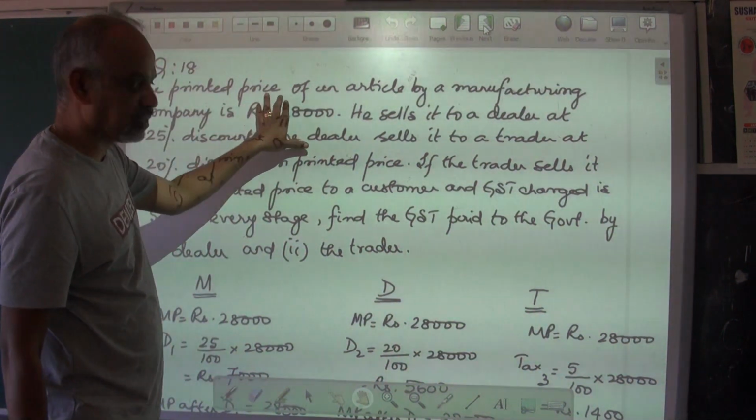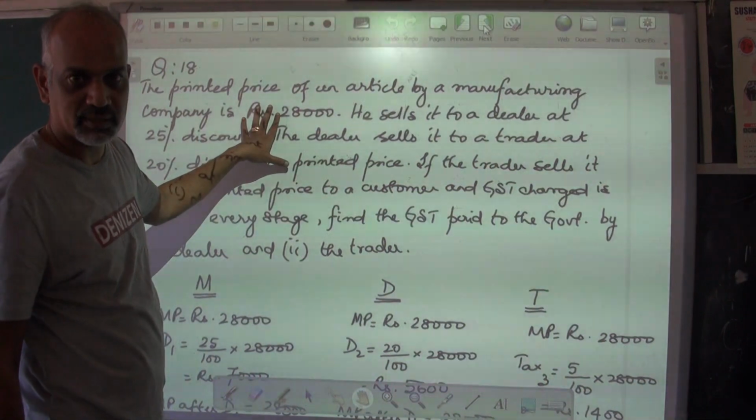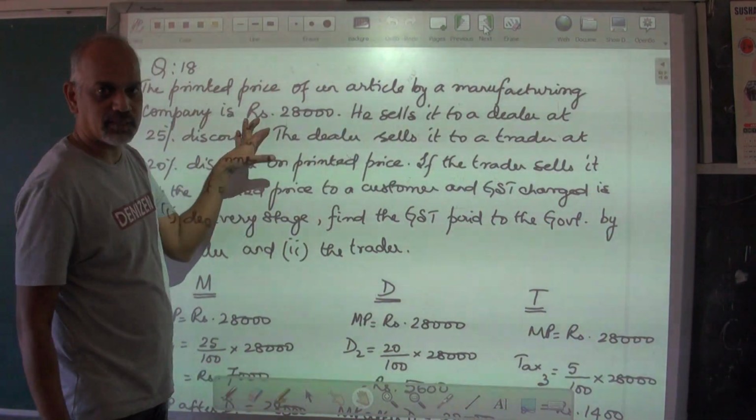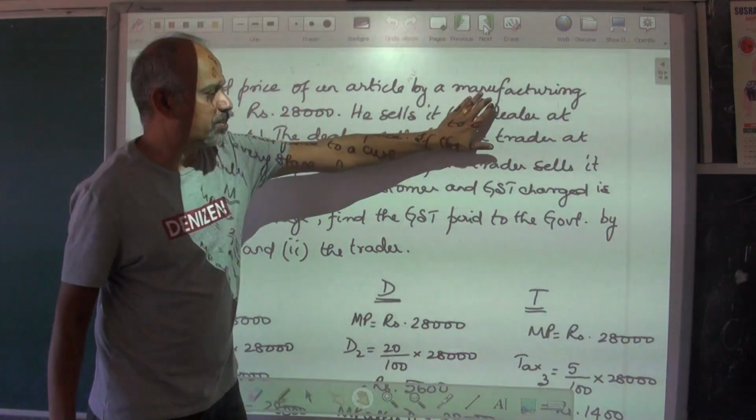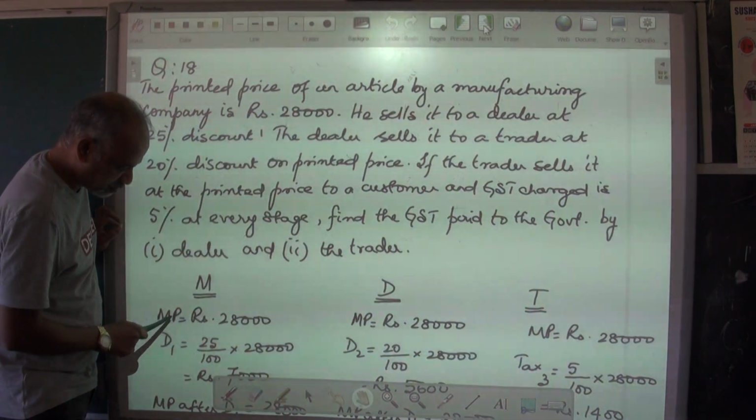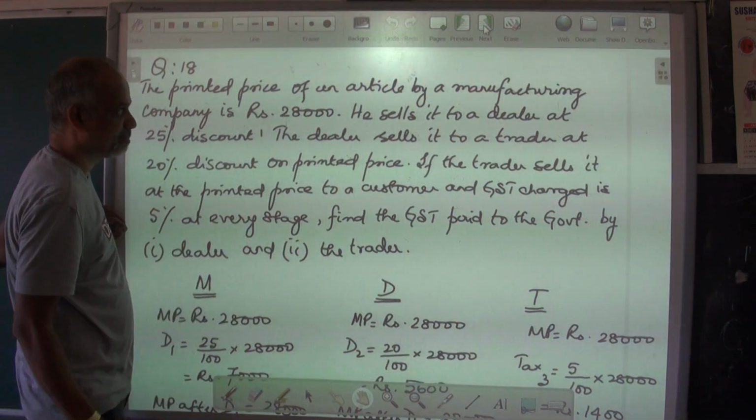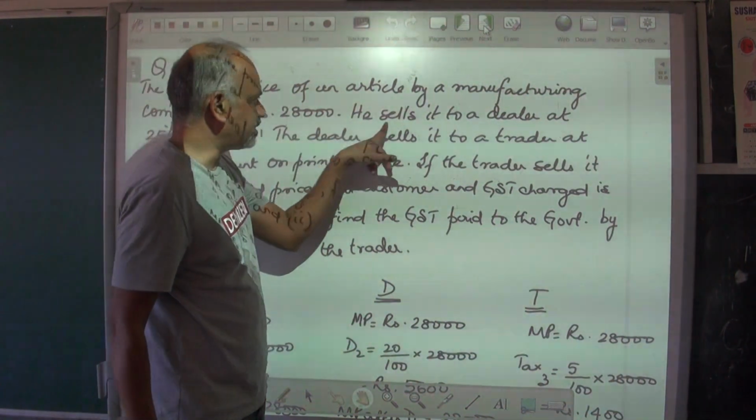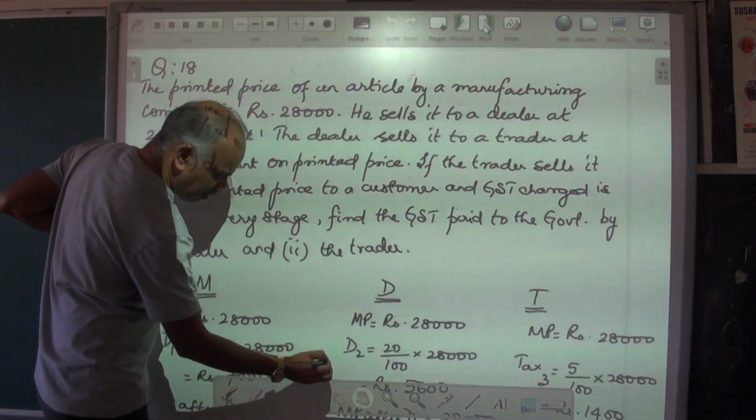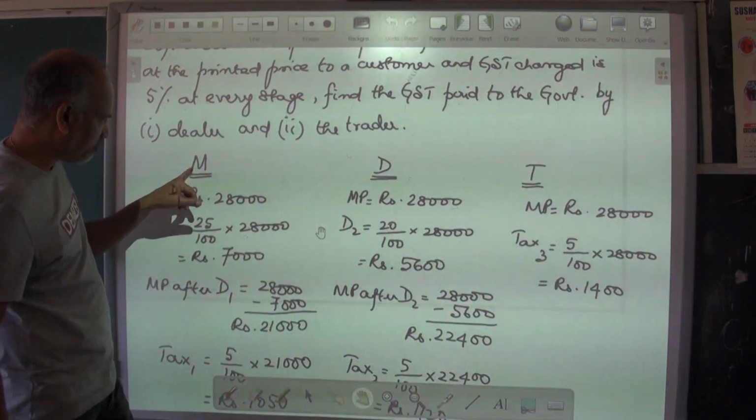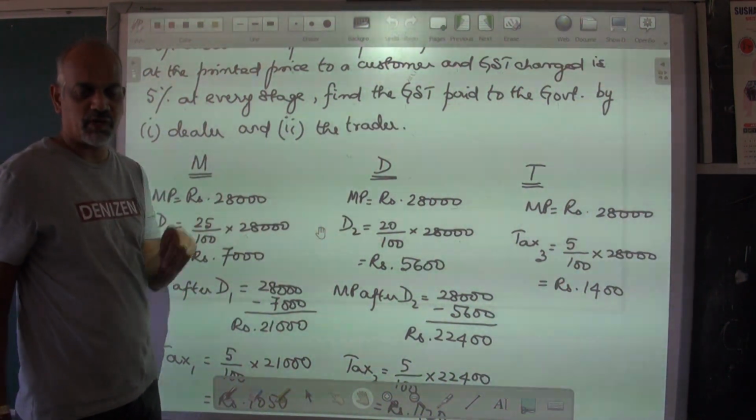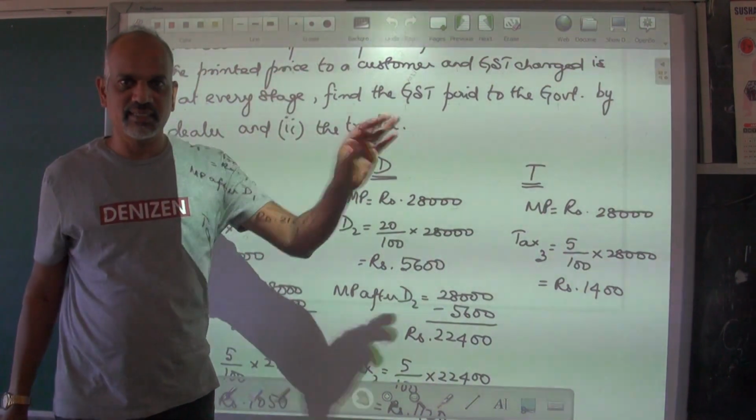Again, the printed price. Printed price means mark price. The printed price of an article by a manufacturing company is 28,000. The manufacturer is there, so the manufacturer's printed price is 28,000. That's the mark price, rupees 28,000. Now, he sells it to a dealer at 25% discount. 25% discount means 25% less he is going to charge.